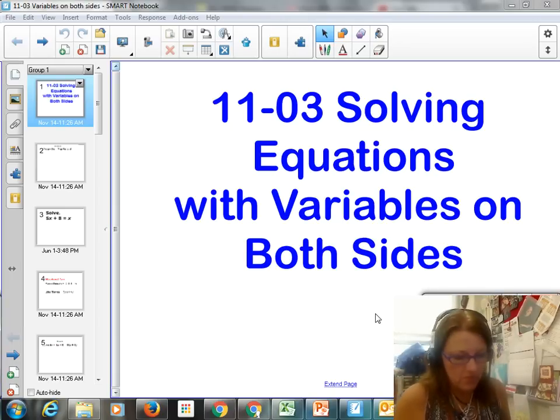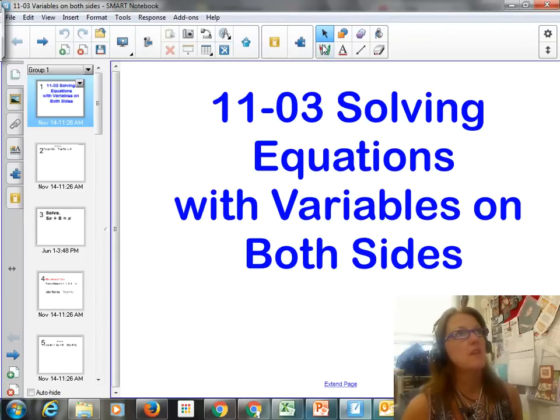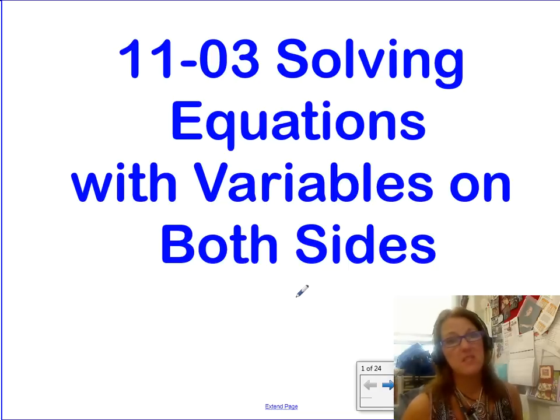Alrighty, here we go. Chapter 11, Section 3. We're moving on to do some incredibly high-powered algebra. Very, very cool. So make sure you've got this heading up at the top that says Chapter 11, Section 3. We're going to be solving equations with variables on both sides. Okay? Variables on both sides. So your learning target today is basically going to be, I can solve equations with variables on both sides.